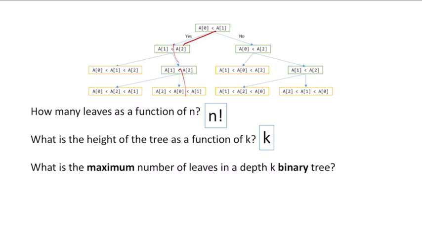What is the maximum number of leaves? Or maybe I should call that the maximum depth of it, because the height is going to be k plus 1 actually. What is the maximum number of leaves in a depth k binary tree? Well, your easiest method here is to draw out different values for k and the number of leaves.